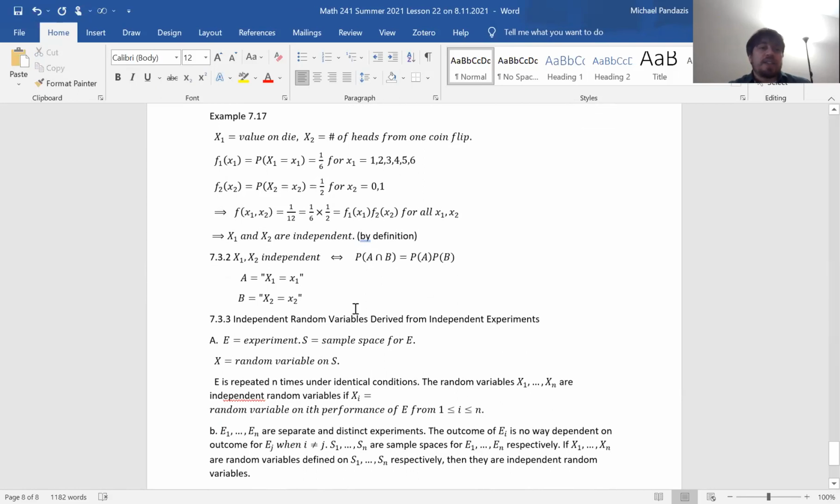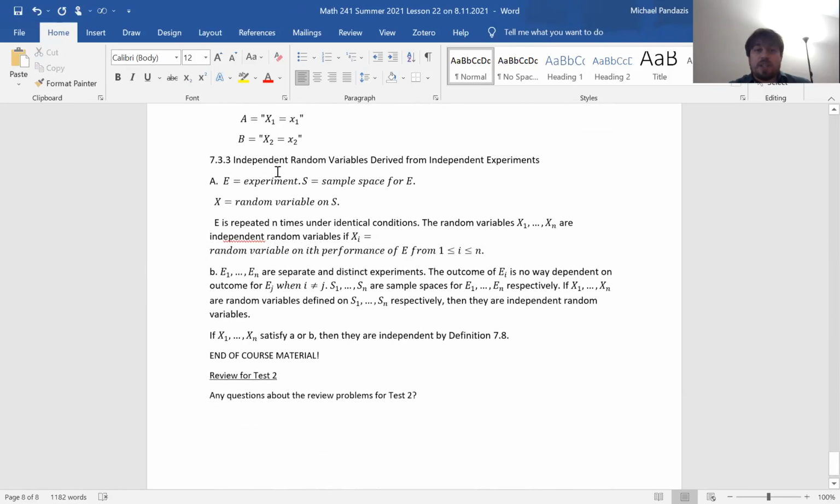Okay. And 7.3.3, and then we're done, is independent random variables derived from independent experiments. Let E be an experiment, S be a sample space for E, and let X be a random variable on S. And remember, a random variable is a function where the inputs are sample points in the sample space, and the output is a value, right? The output is a value for each sample point in the sample space for an experiment. That's what a random variable on the sample space means, right?